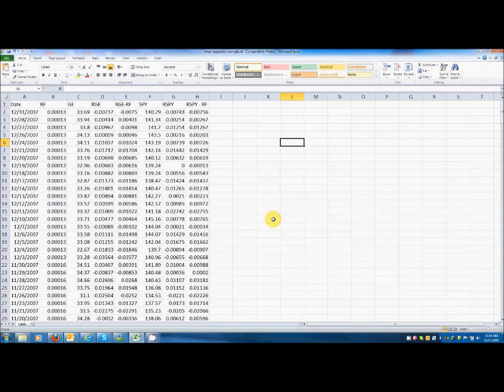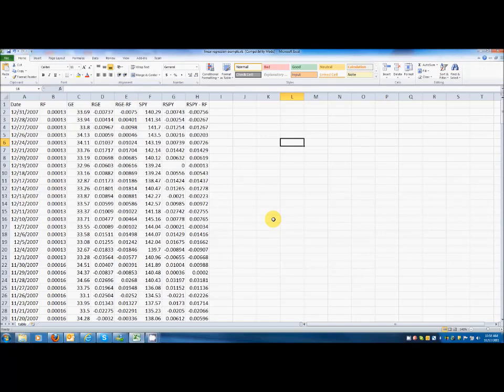Now what is SPY? Well, it is an exchange-traded fund that is designed to mimic the S&P 500. And the S&P 500, we said, was a proxy for the market portfolio. So we're using a proxy for a proxy here, and that's going to be our market return. I also have RF, which is the risk-free rate, and I got that from the St. Louis Federal Reserve's website.